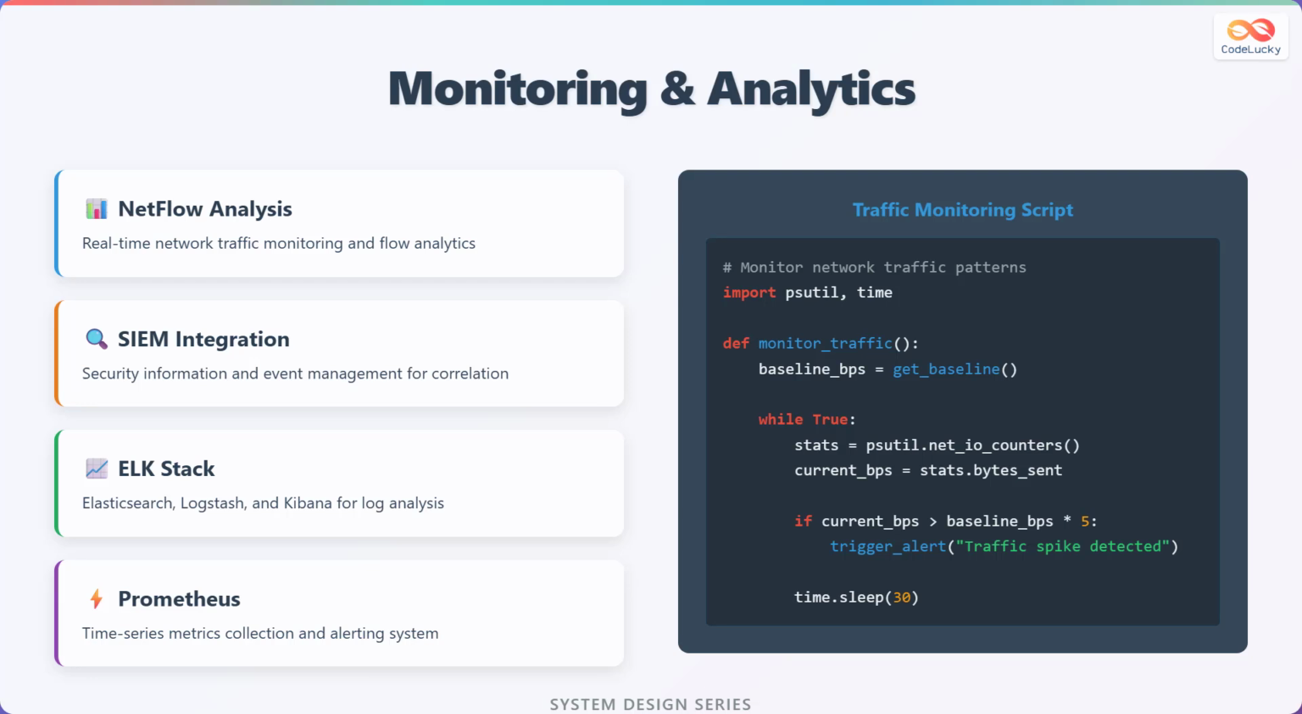Here's an example of a traffic monitoring script. If the current bytes per second is more than 5 times the baseline bytes per second, then it triggers an alert.